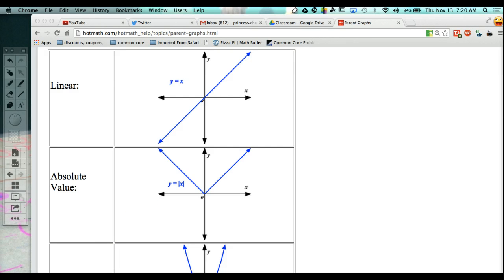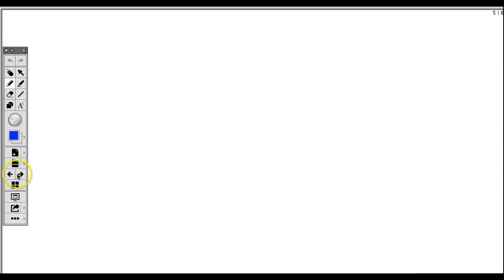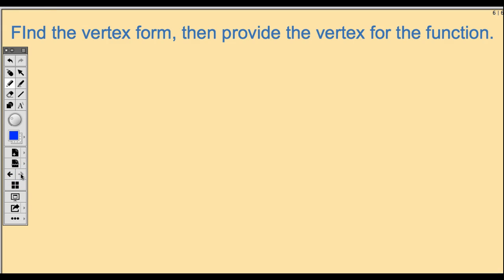Okay, so next set of questions, I only have 3 more questions for you. 1, vertex form, and 2, solving quadratic formulas. Okay, hold on. Okay, so then now let's take a look at this, okay? The first question that I'm going to give you is finding the vertex form, then provide the vertex for the function, and here's the equation right here.